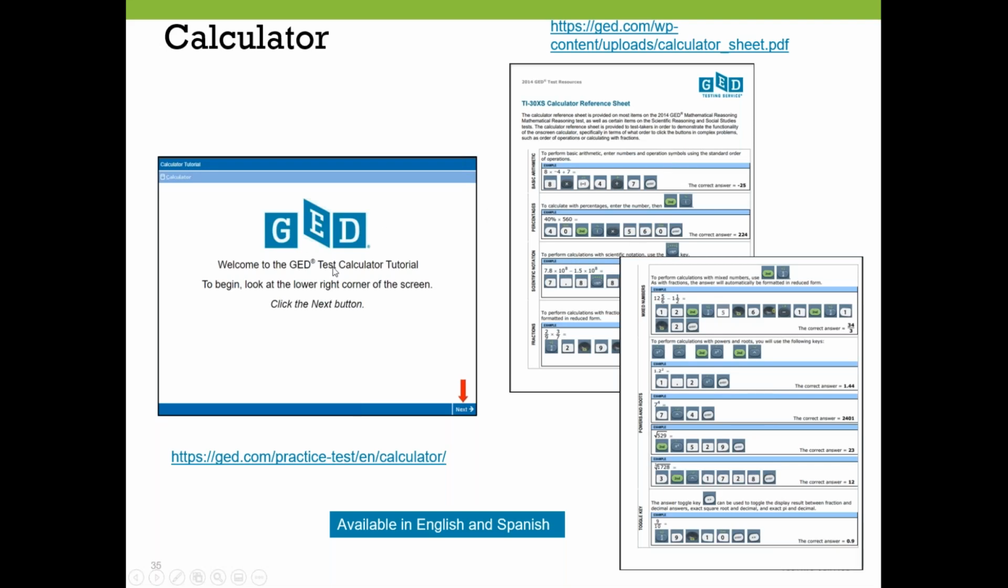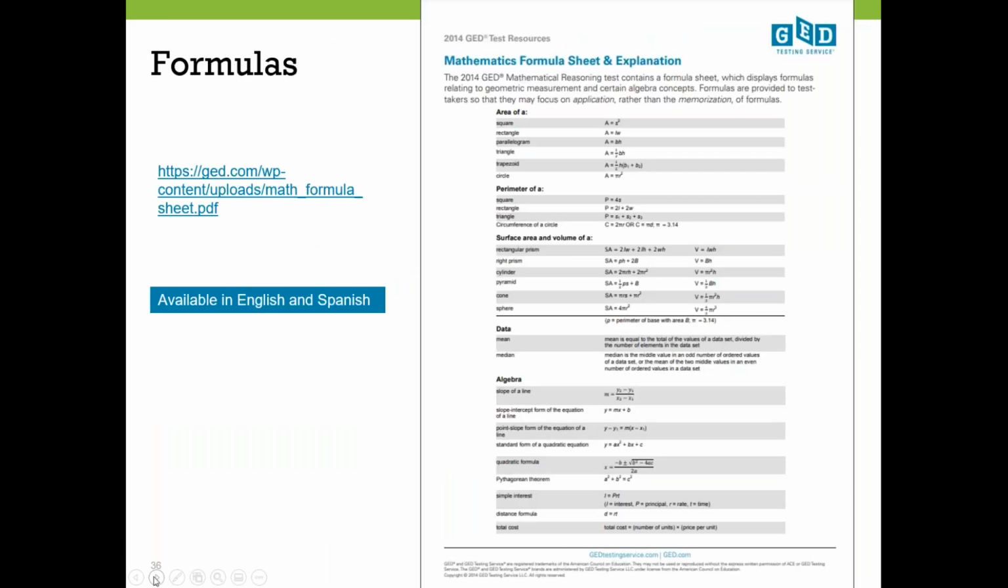You have the GED test calculator tutorial. Students get nervous when they go in to take that test. And here's the great opportunity for them to go back and look at that reference sheet, practice with the on-screen calculator, especially if they're taking the online proctored test. And the formula sheet, absolutely vital.